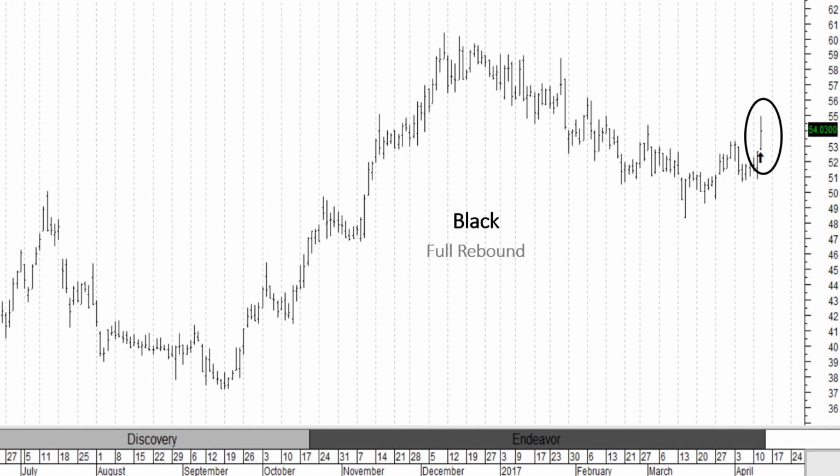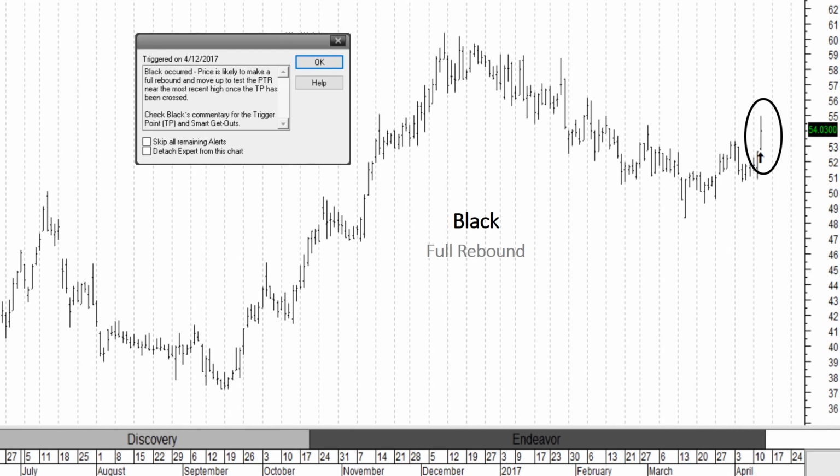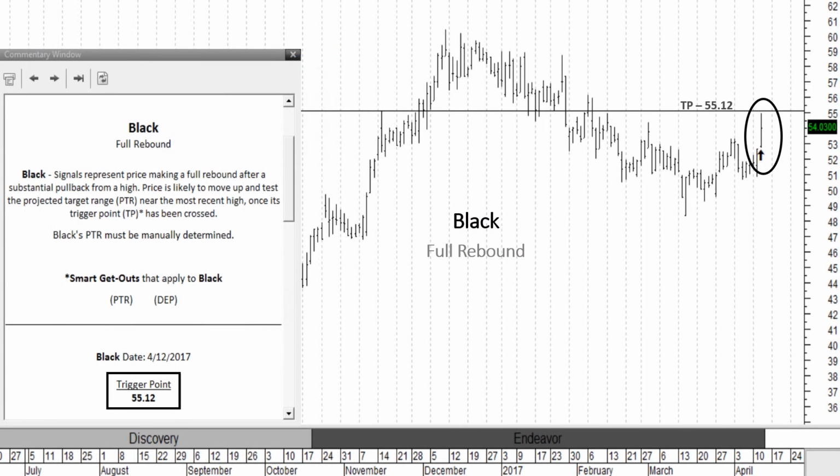A black signal will appear on your chart, along with an alert box, which quickly defines the signal and reminds you to check the commentary for the trigger point. We'll bring up our commentary. Inside the commentary, we're given the exact definition of black and the guidelines required to confirm the signal. Black signals require price to cross the trigger point to be confirmed. In this example, our trigger point is 55.12, as shown by the black line in the chart.